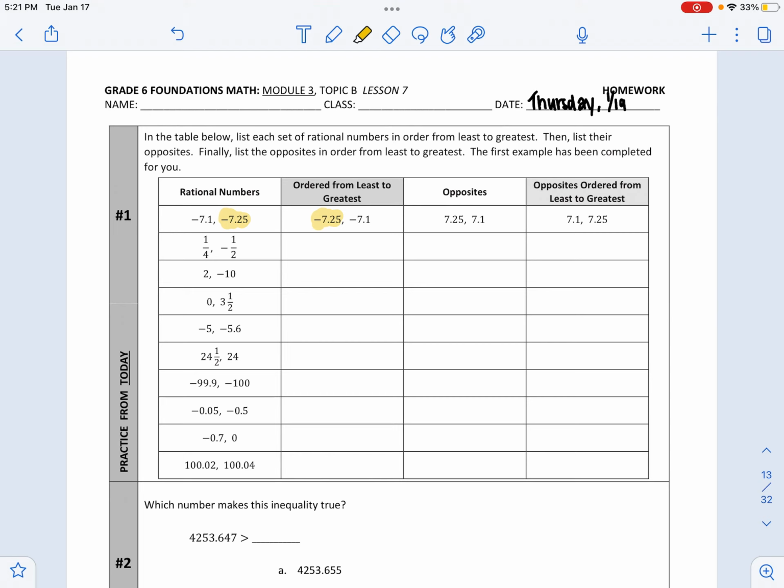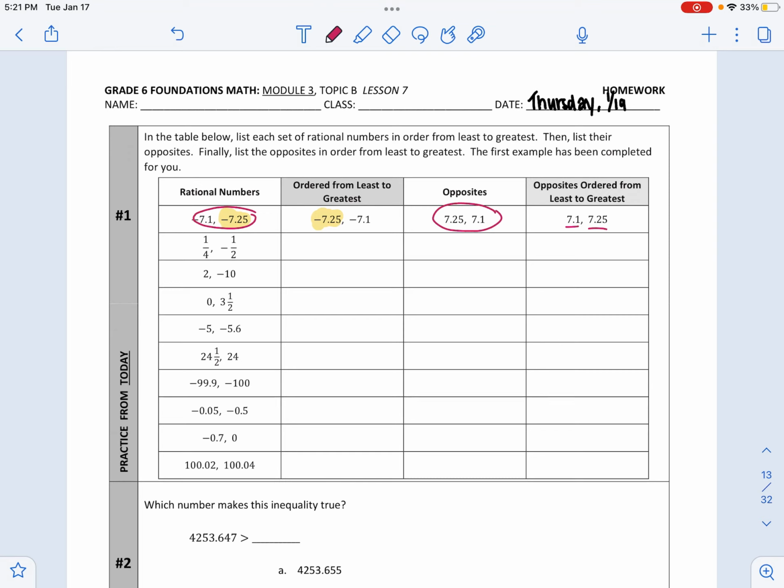Then, we found the opposites of both numbers. We can see the original numbers were negative, so the opposites are positive. And we list the opposites in order from least to greatest. This time, 7.1 is smaller, because now we're in the positives. If I have $7.10, that is less money than if I have $7.25. Both are positive, so it's a simple least to greatest order.